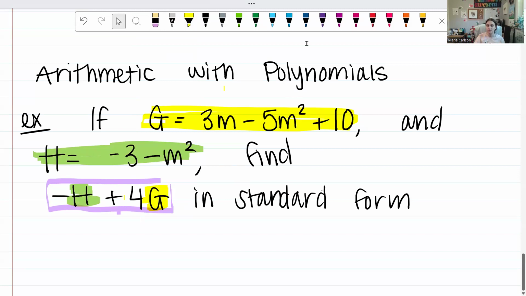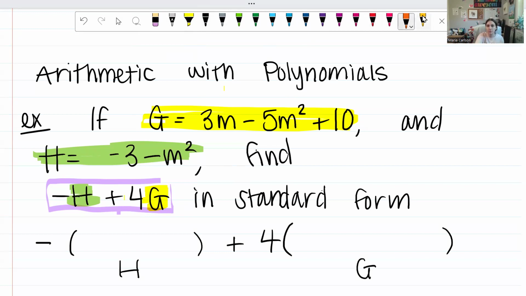So I can use the substitution property and substitute in our polynomials for h and g where we see h and g in this expression. I like to give my polynomials homes to go into. So where I see h and where I see g in this expression originally, I'm going to create a set of parentheses. So we have negative, and then I'm going to do a set of parentheses for h plus 4, and then I see g, so I'm going to do a set of parentheses for g.